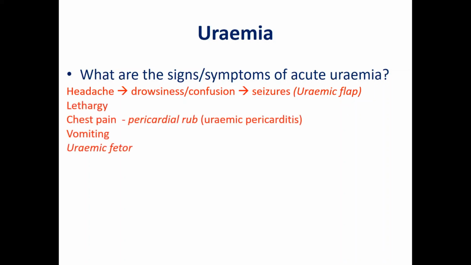They may complain just feeling washed out. If they complain of chest pain, you should listen for a pericardial rub and do an ECG, because that could be signs of a uremic pericarditis. They may start vomiting, and they may develop rancid smelling breath, and that's called a uremic fetor.